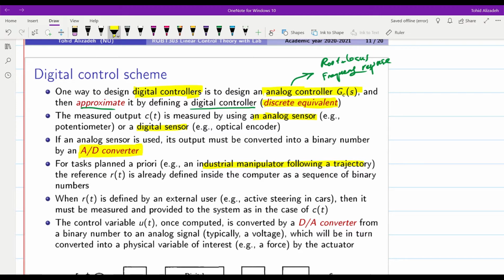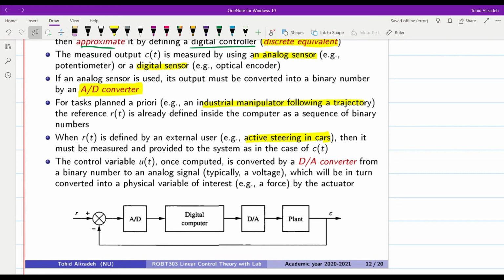But when it is not the case and a user provides the reference signal, as an example in the case of active steering in cars, then it should also be measured and converted into the digital form. So R of t should be generated in a similar way as C of t. Both of them should be in the digital form. The control variable then will be computed using the controller, using the digital computer, and then in order to apply it to the actuator, it needs to be converted into the analog form. So a digital to analog converter would be required.